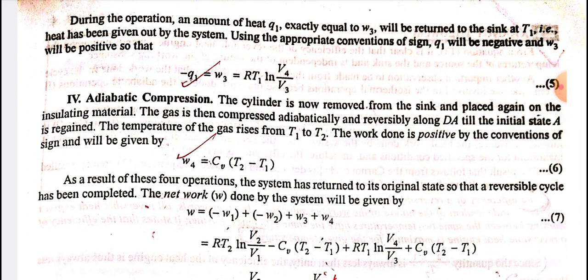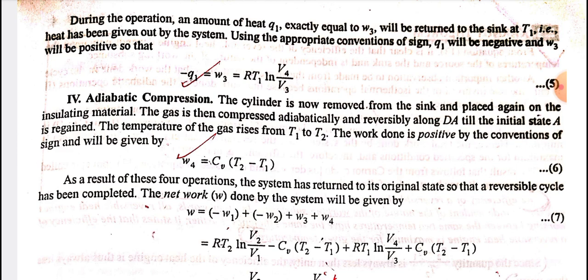During the operation, an amount of heat Q1 exactly equal to W3 will be returned to the sink at T1. That is, heat has been given out by the system. Using the appropriate conventions of sign, Q1 will be negative and W3 will be positive, so that minus Q1 is equal to W3 is equal to RT1 ln V4 by V3.